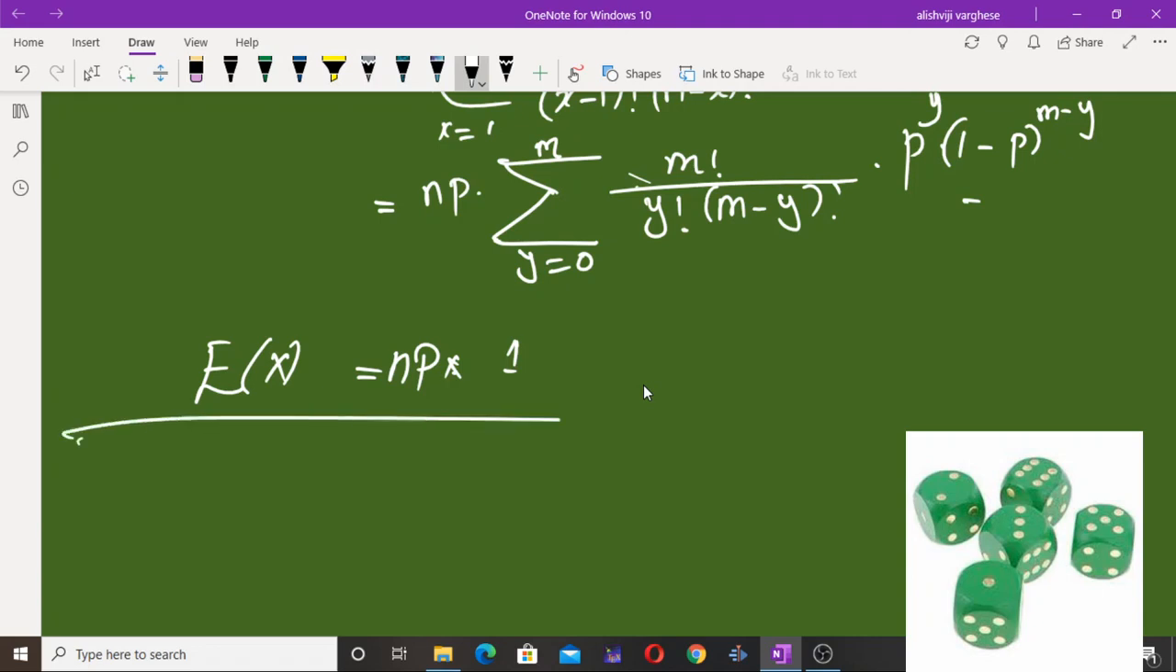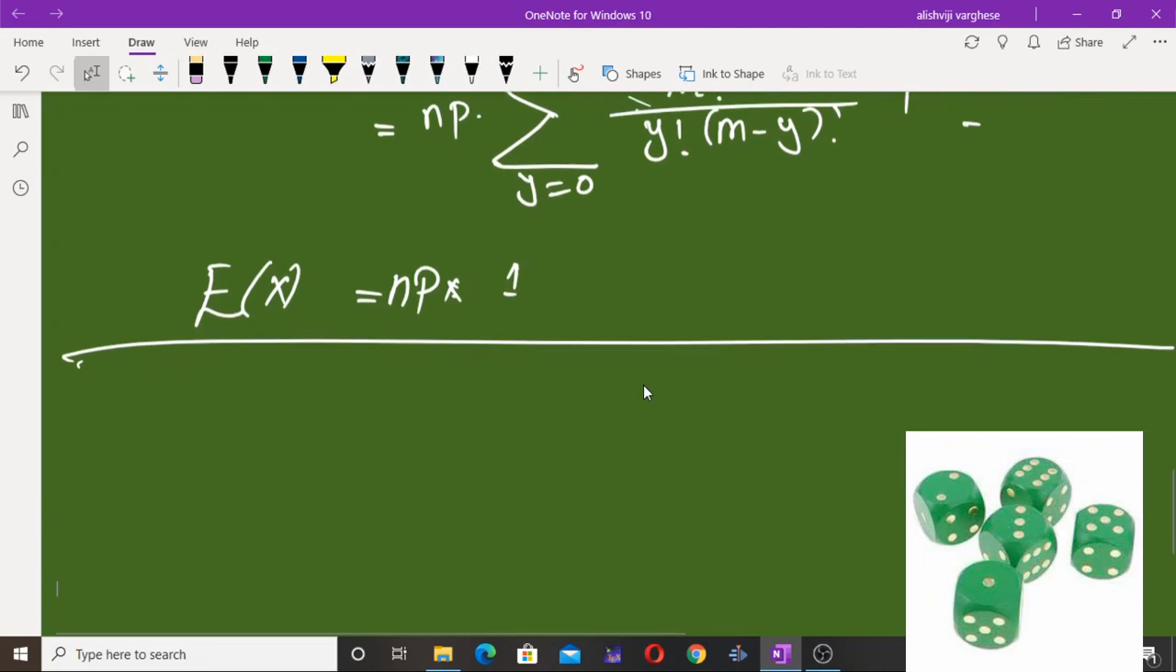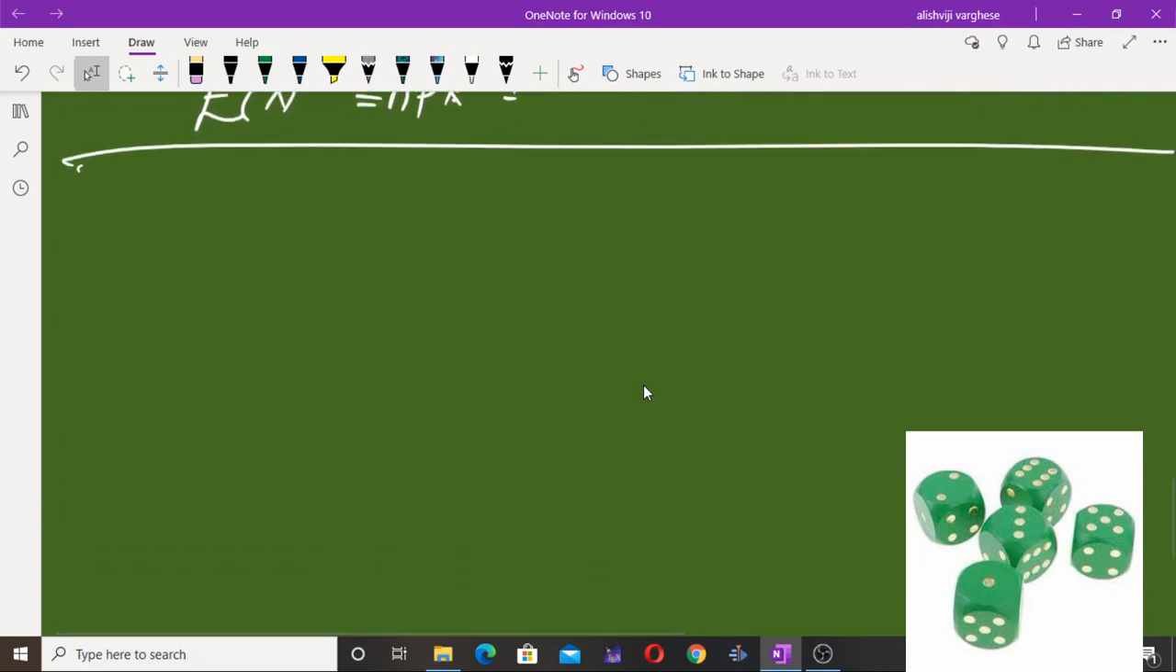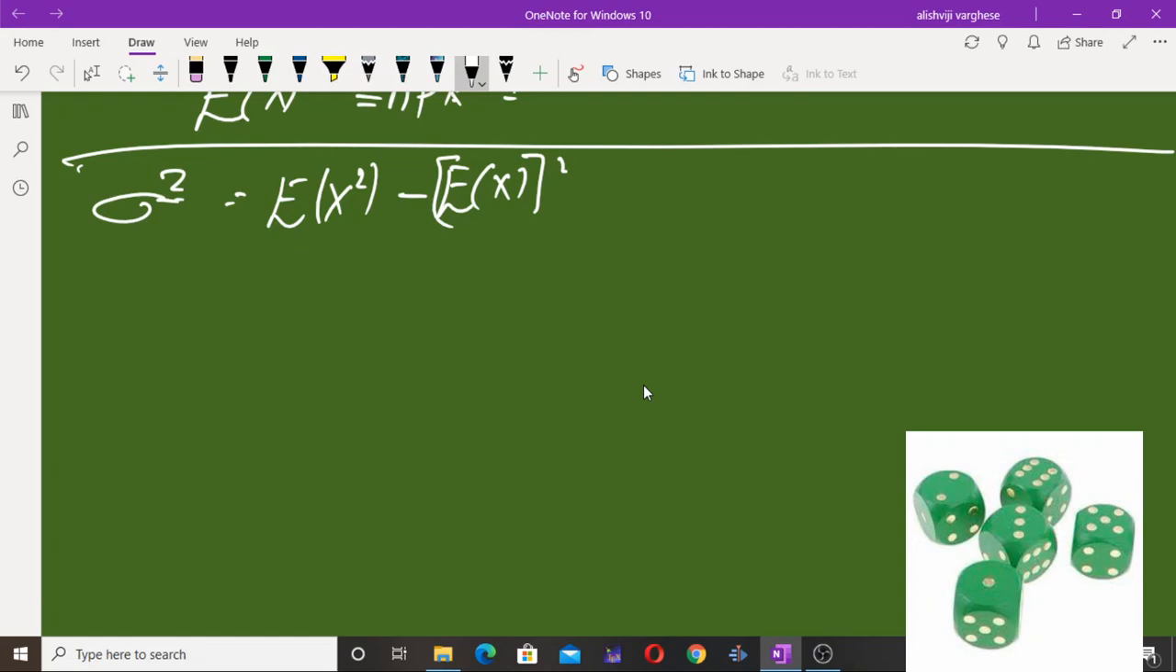Now to calculate the variance, the formula for variance is expectation of x square minus expectation of x, the whole square. That is the variance sigma square. But for a discrete type random variable, it is not easy to calculate expectation of x square directly. So we use a clerical trick. We calculate the value of expectation of x into x minus 1 first.